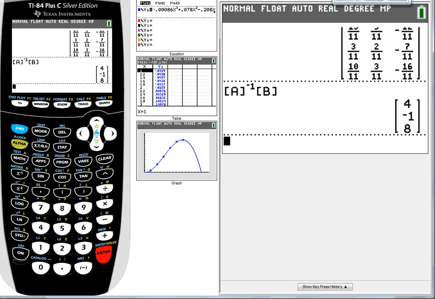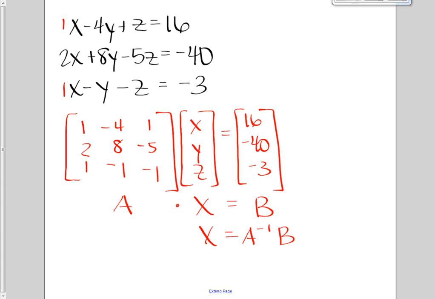The constant matrix that we wrote on here, this one, 16, negative 40, negative 3. Okay.